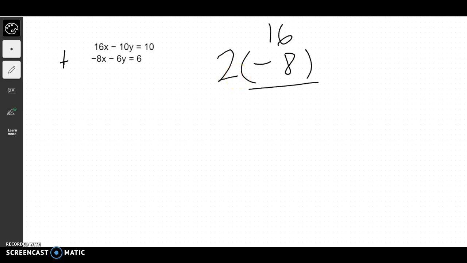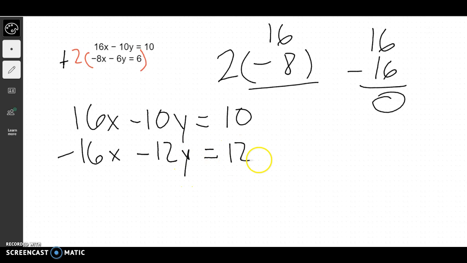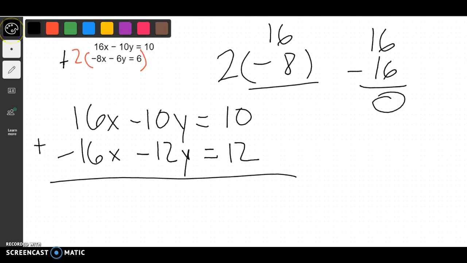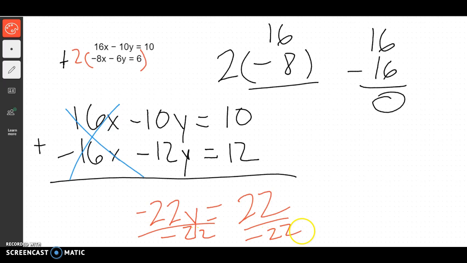If you thought the number would be 2, you're correct, because 16 minus 16 would give me 0. So we're going to take that second equation and times it by 2, so those two things cancel. What we would end up getting for my second equation would be -16x minus 12y equals 12. We're going to add these things together and see what we get. These cancel. This would give me -22y, and this would give me 22. When we divide by -22, we should get that y is equal to -1.